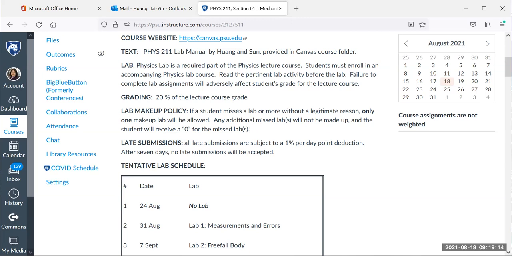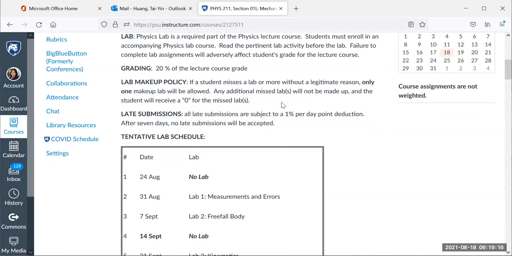Now, of course, there are exceptions, for example if you're sick. With prolonged conditions, you need to contact me, and we can work out a feasible plan for you to complete the assignments and do the makeup. For late submissions, all late submissions are subject to a 1% per day point deduction, and after 7 days, I will not accept any late submissions.